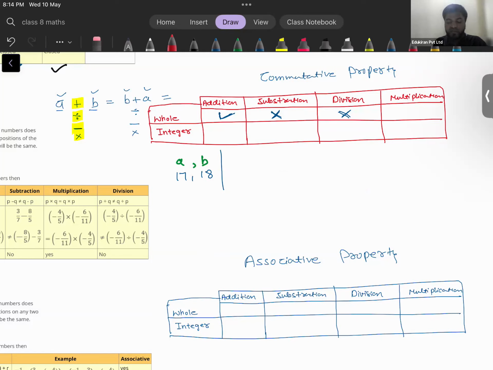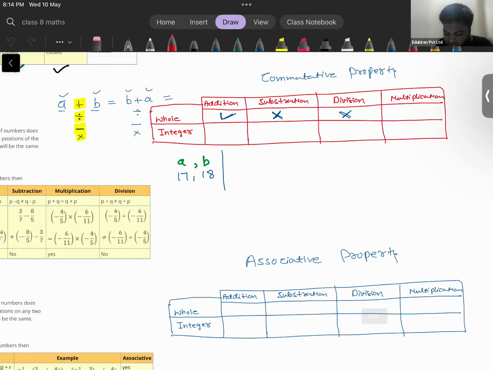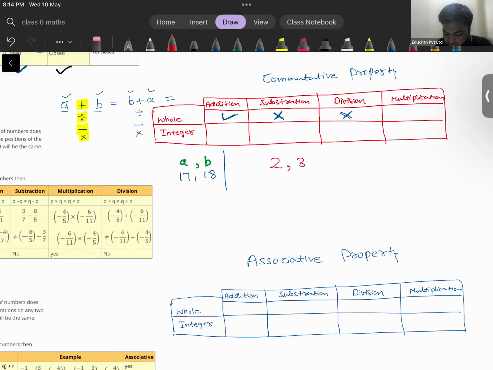For which number will division be commutative? For even numbers. How is it so? Even numbers are like 2 and 8. Is 2 upon 8 equal to 8 upon 2? Because the first value is actually 1 upon 4 and the second value is 4. My friend, they are not equal.